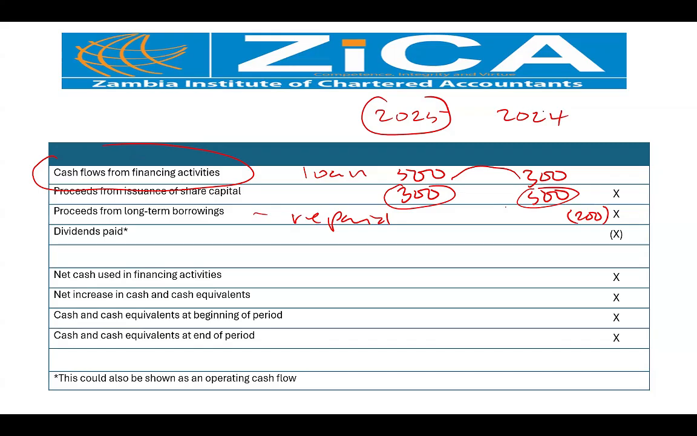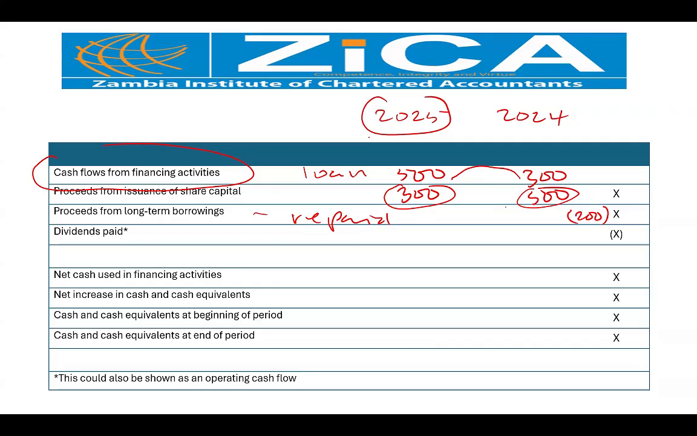Any balance for 2024, it entails the opening balance for 2025. Then the 2025 balance is like the closing balance for 2025. So you are checking the movement between the beginning of the year and the end of the year. If it has increased, the loan, you received more, it's a cash inflow. If it has reduced, you paid out, it's a cash outflow.